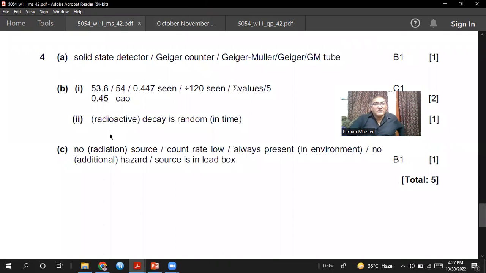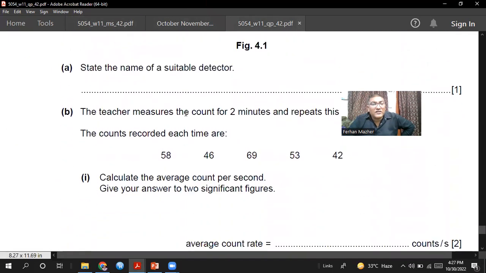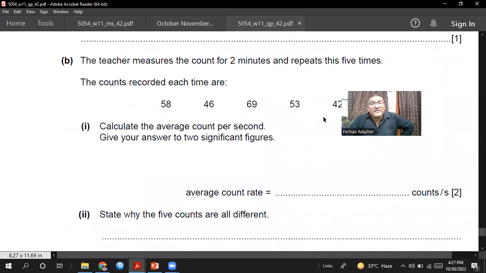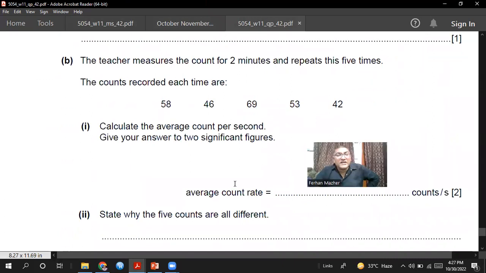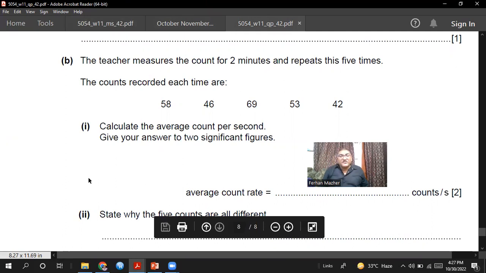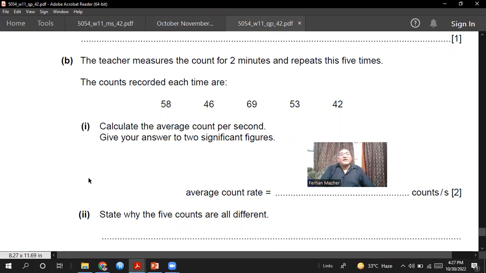So the answer of question number 4A part is showing up on your screen. Then the question is, the teacher measures the count for 2 minutes and repeats this 5 times. The counts recorded each time are 58, 46, 69, 53, 42. Calculate the average count per second. Give your answer to the significant figures. Okay.